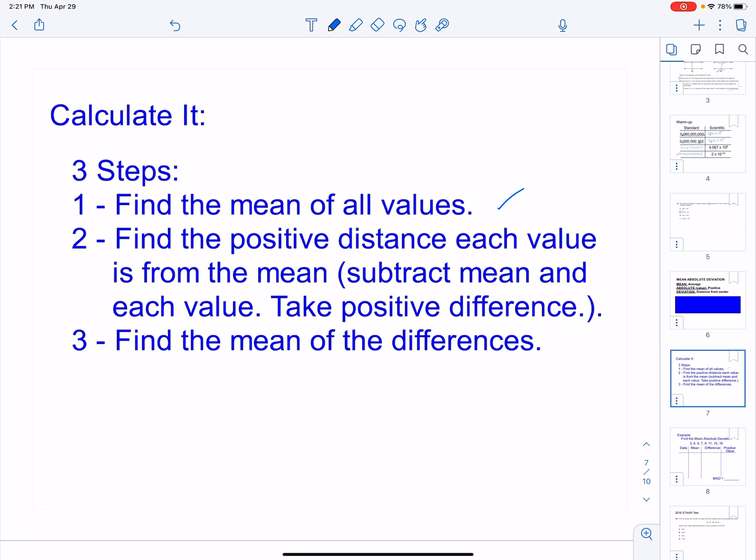Okay? If you go one direction, you'll always get the same type of number, but you always want it to be positive. So if you get a negative value, just don't write the negative down. And then you find the mean of those differences. That's the mean absolute deviation.